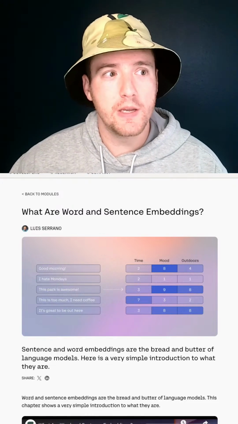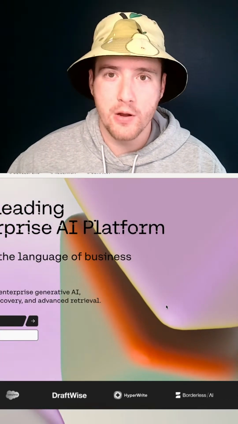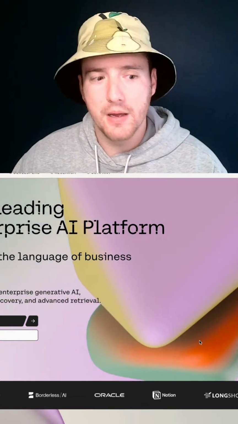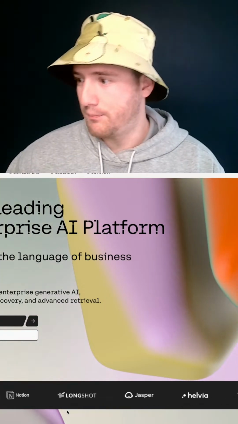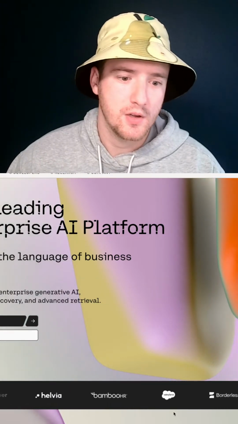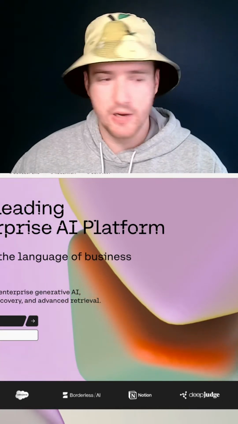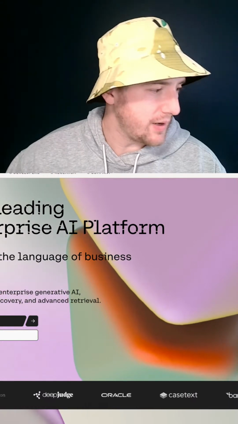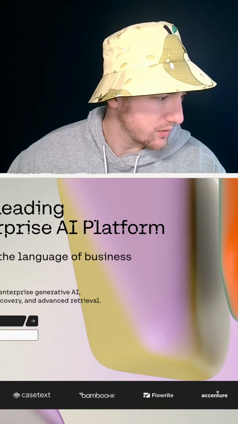We're taking a look at Cohere. Cohere is a developer of enterprise AI. They are, I believe, based in Canada. I'm not exactly sure, but you can see at the bottom here they have a bunch of top customers: Salesforce, Bamboo, Notion. So they definitely have a lot of big customer names. Leading enterprise AI platform.